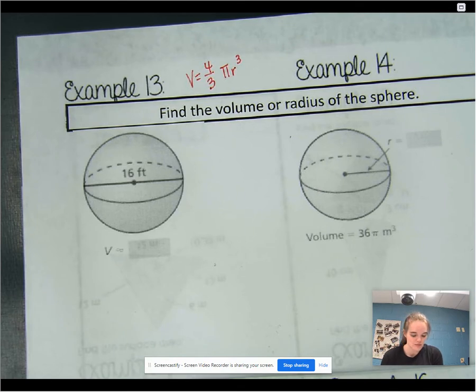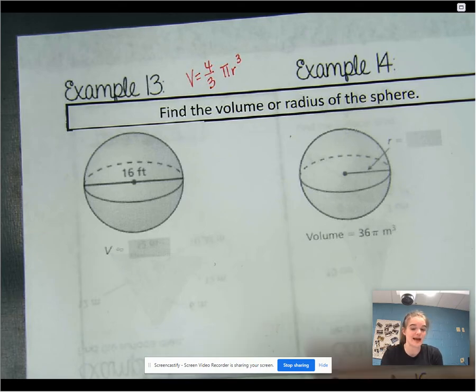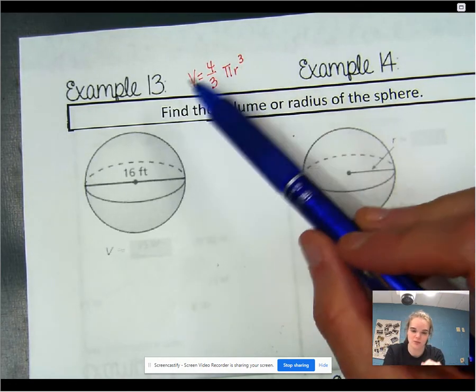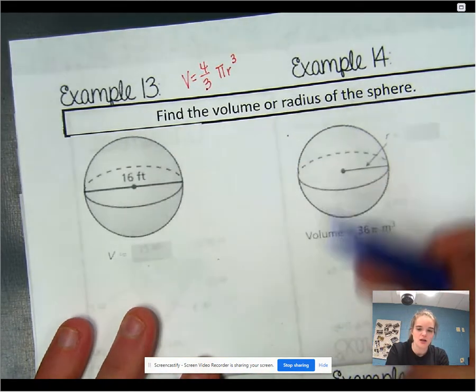By the way, anytime it asks you for the volume of a semisphere or a hemisphere, means the same thing. It means half of a sphere. You would literally take your answer and divide it by 2, just to let you know if that happens. It could happen.